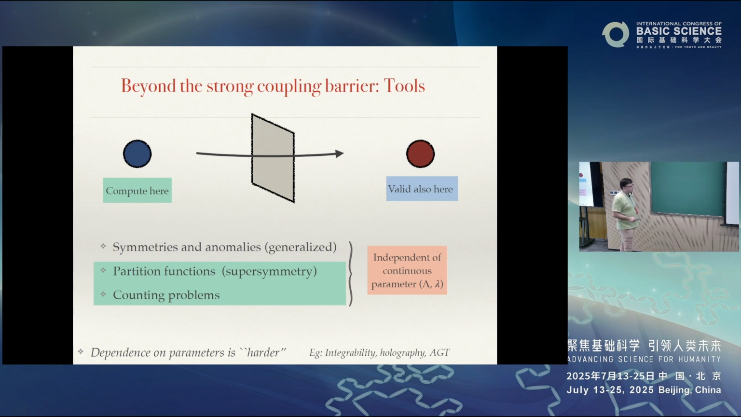Of course, dependence on parameters, on say couplings or RG scale, is much harder, and this is what we ultimately want to understand, but we will deal with these simple tools which do not depend on parameters, but still tell us something non-trivial about fixed points. And by the way, if you have any questions at any time, please stop me and ask.